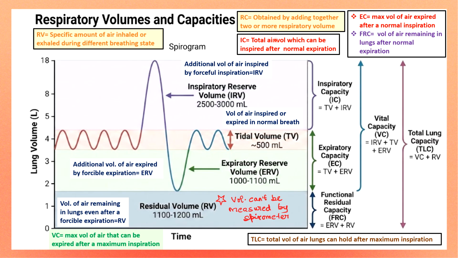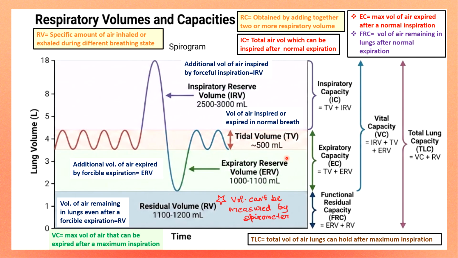Okay. Now let's see capacities. The first one is inspiratory capacity. Inspiratory capacity is equal to the tidal volume plus the IRV. TV plus IRV together makes up your inspiratory capacity. That is nothing but the total air volume which can be inspired after a normal expiration. After a normal expiration, how much air can you inspire? Obviously the normal volume, that is the tidal volume, plus the extra, that is the inspiratory reserve volume. So IC is equal to TV plus IRV.